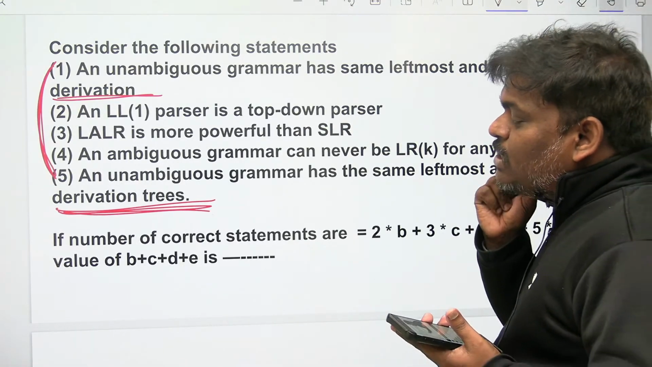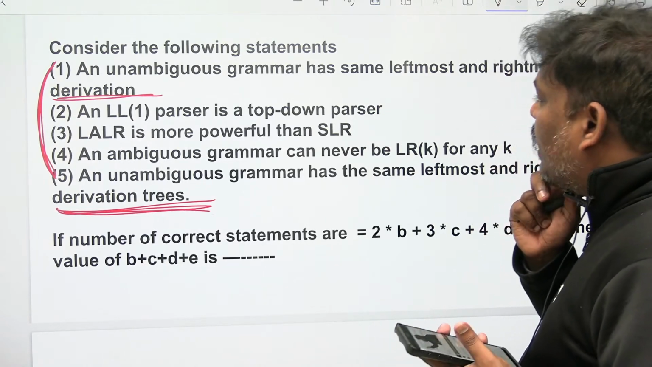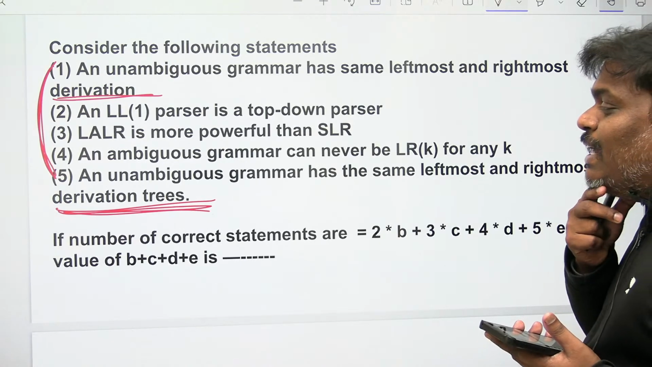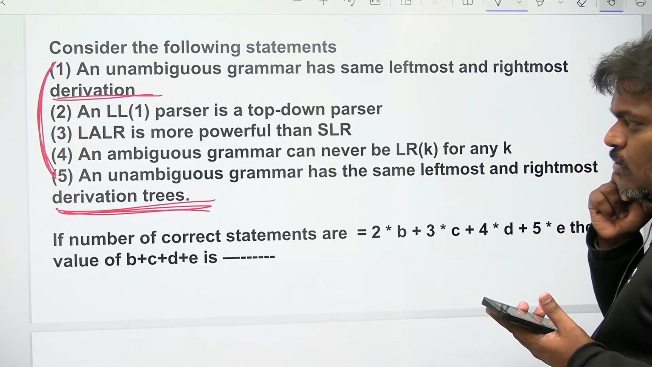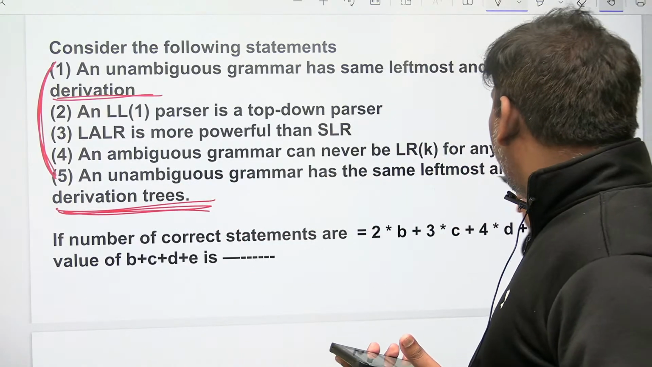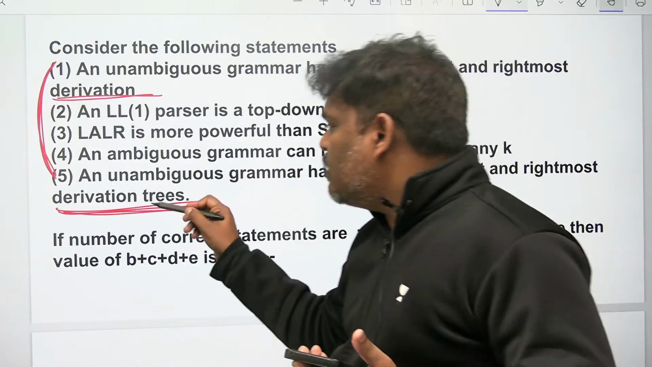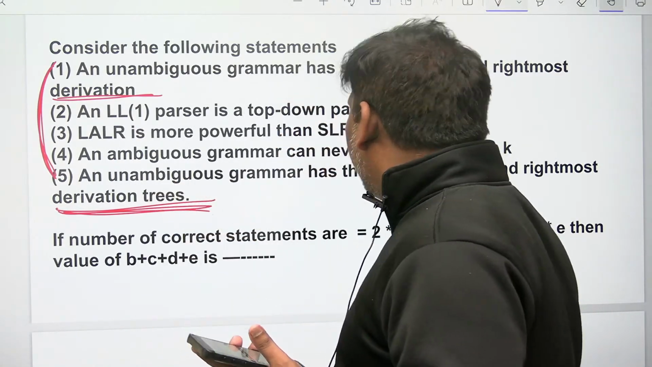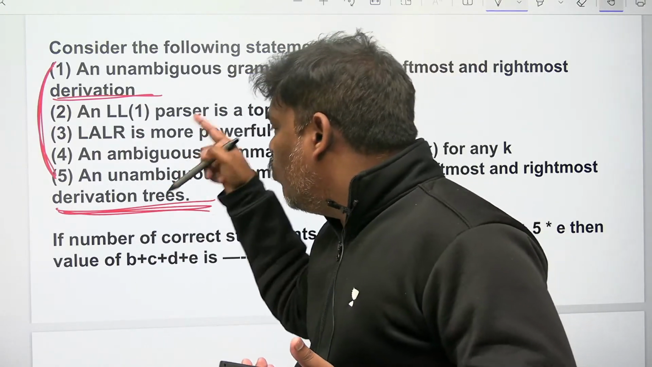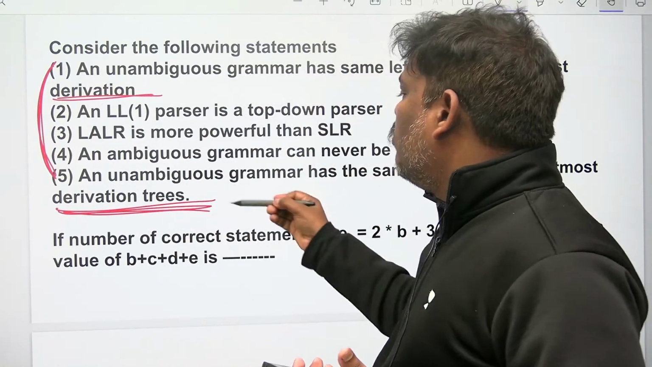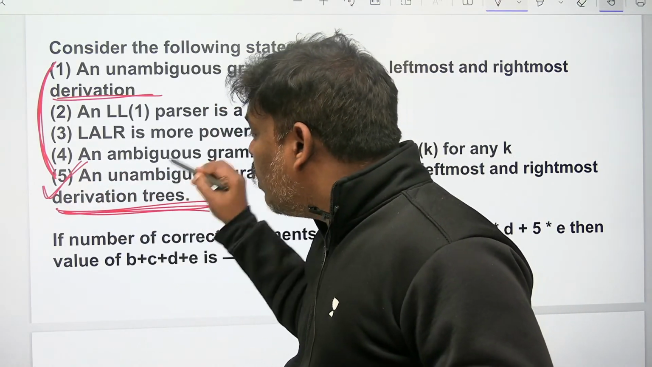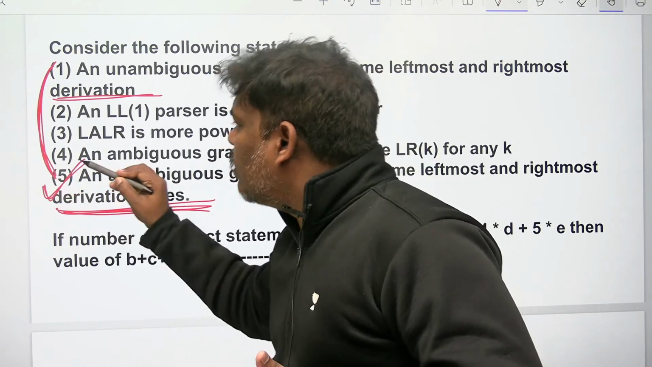First one and fifth one are different because, an unambiguous grammar has the same leftmost and rightmost derivations. The fifth one is saying derivation trees: an unambiguous grammar has the same leftmost and rightmost derivation trees. An unambiguous grammar should contain one tree only, so the leftmost and rightmost derivation trees are the same. This is correct from the tree point of view.